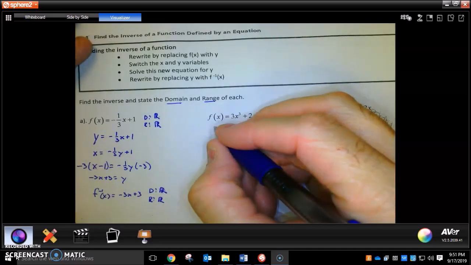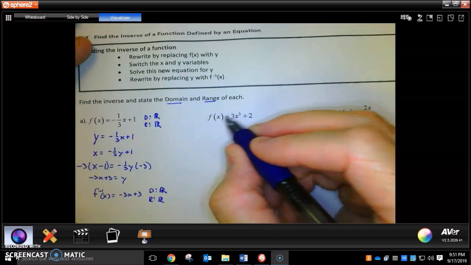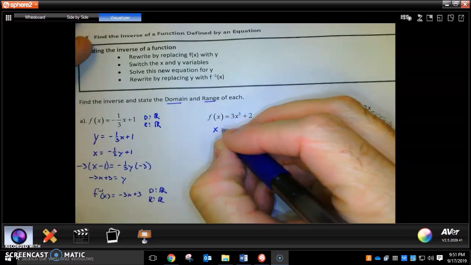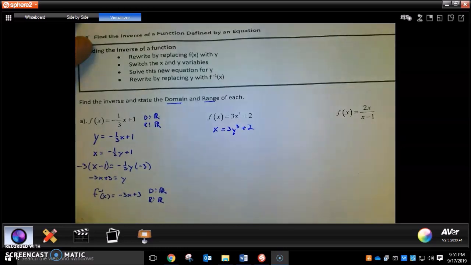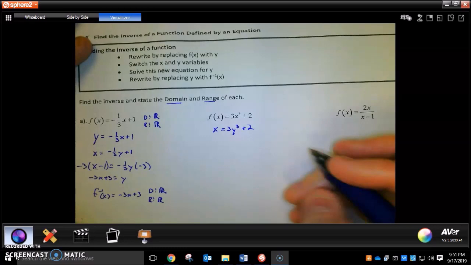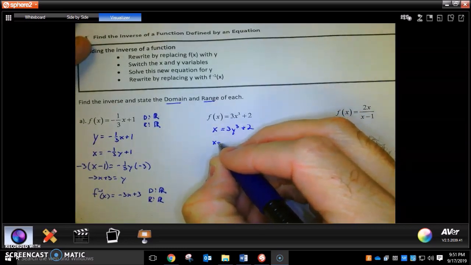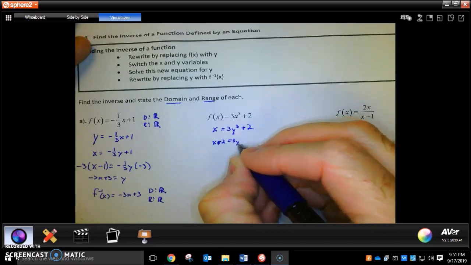All right, same thing. We're going to rewrite this as y, and then we're going to switch the x and the y. Some of you may just want to do this in one step. So x equals 3y cubed plus 2. I rewrote it using x's and y's, and then I flipped the x and the y. Now we want to solve this for y. So we're going to move the 2 to the other side. Excuse me, x minus 2 equals 3y cubed.